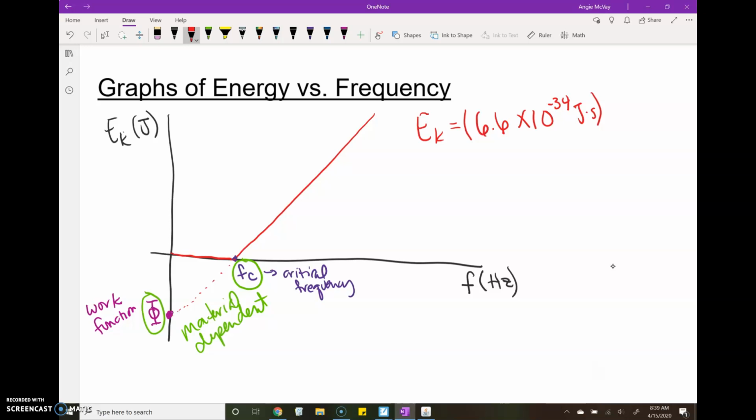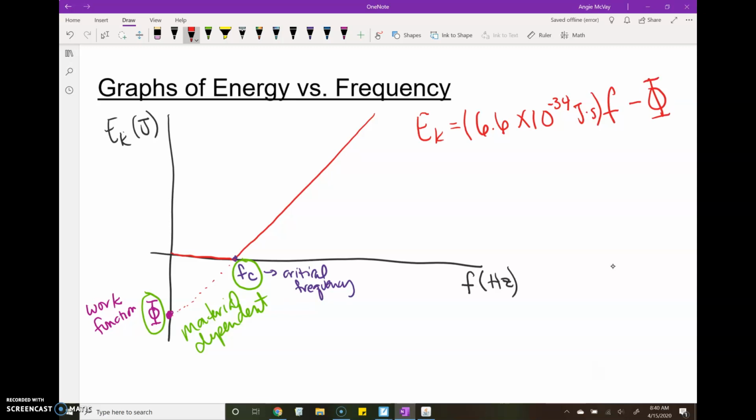If you were graphing, you actually do need to graph the full values for kinetic energy and frequency so that you can get a slope that's times 10 to the negative 34. And then this is times frequency, right? It's our linear relationship. And we've got a y-intercept that is negative, and it is our work function. Okay, so that's the line of best fit.